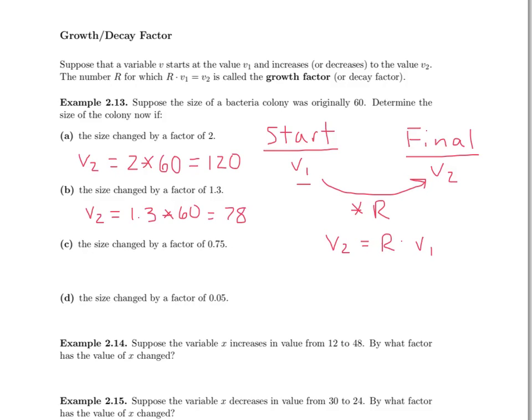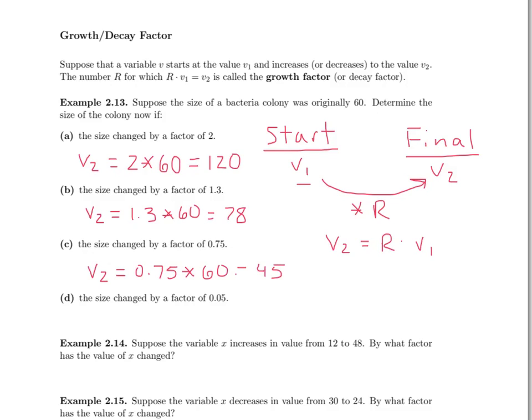Here the size of the colony changed by a factor of 0.75. So in other words, the final value of the size of the colony is 0.75 times the original size of the colony. If we multiply these, we get 45. Now, it's worth noting here that the colony decreased in size. This is different than what happened in parts A and B, where the colony grew.